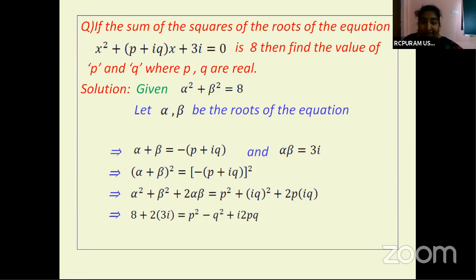We'll further expand this. Alpha square plus beta square is nothing but 8. We are just substituting. Then alpha into beta is 3i. Then we'll take it as 8 plus 2 into 3i is equal to p square. i square is minus 1. So i square is minus, and q square plus i into 2pq.